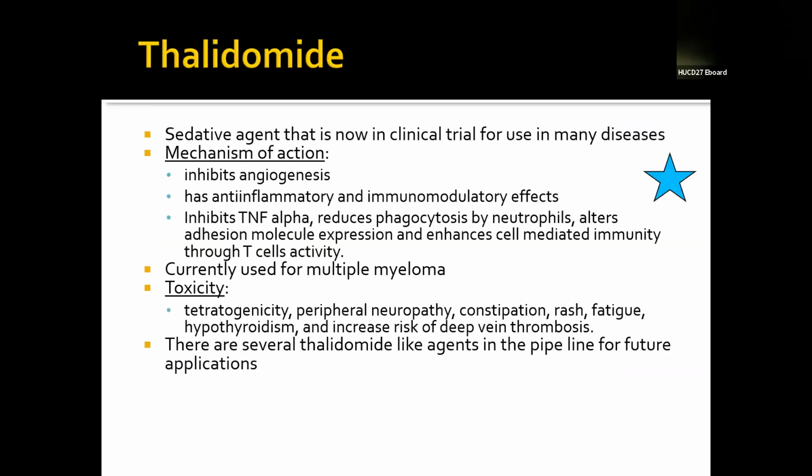Thalidomide is a sedative agent that has been in clinical trials and is used in many diseases. It inhibits angiogenesis, is anti-inflammatory and immunomodulatory, and inhibits TNF alpha and reduces phagocytosis by neutrophils. It alters adhesion molecule expression and enhances cell-mediated immunity through T cell activity. Currently used in multiple myeloma.